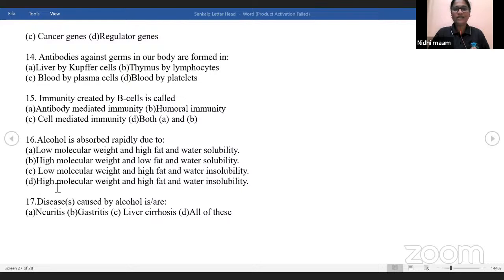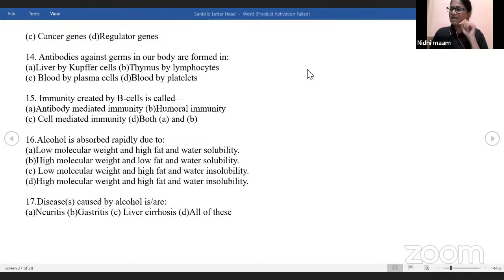Vinushri, here they are not asking about antibodies for a specific disease. Here they are asking generally where antibodies are formed against germs. Understand the question properly. In general germs, the antibodies are formed in. Vinushri answered it. Sita answered it. Thymus by lymphocytes, here specific antibodies will be formed. So when we consider germs in general, the right answer will be blood by plasma cells. Option C is the right answer.